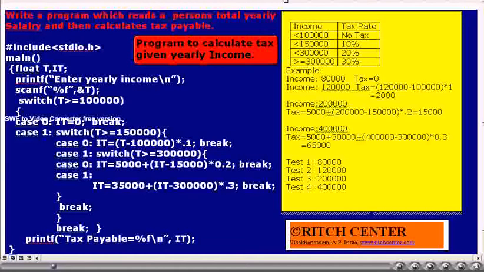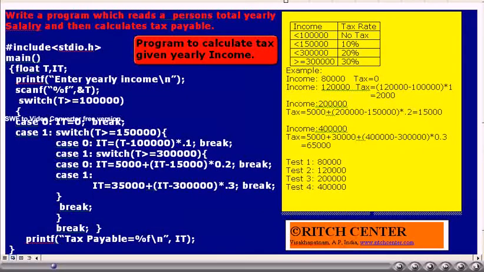Consider the following example. It takes the total income of a person and prints the tax payable by him. The rules are as follows.